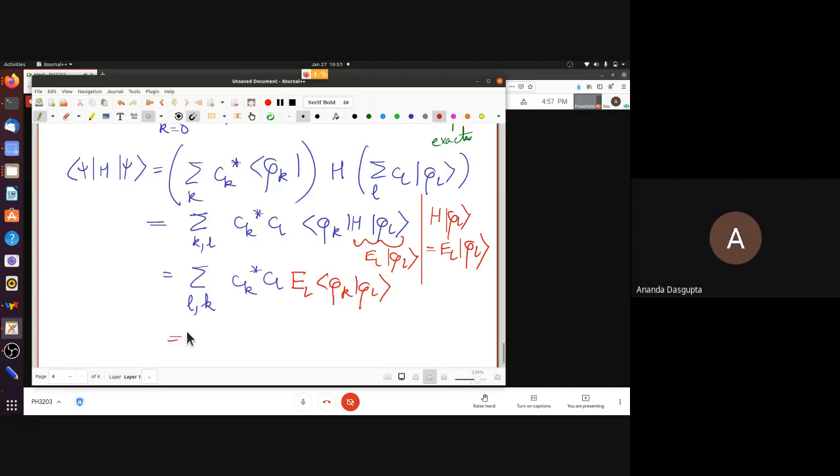And what is the overlap of phi k phi l? We are assuming that we have already orthonormalized the energy eigenfunctions. And this is a result which all of you know, of course.